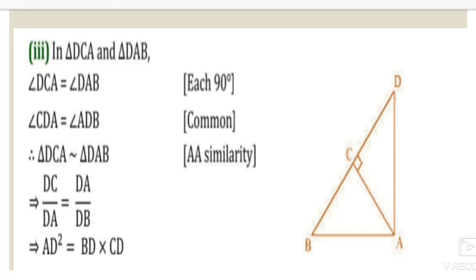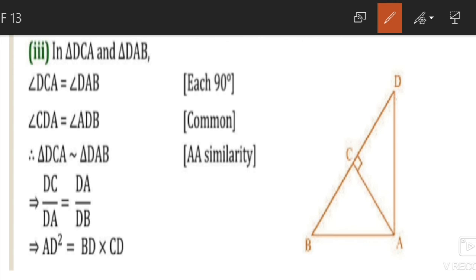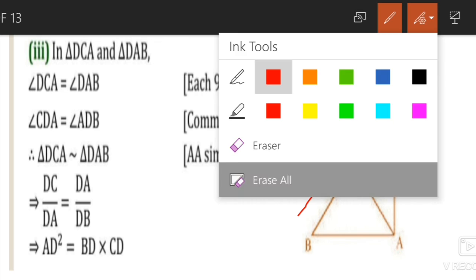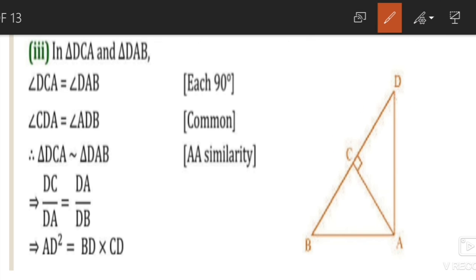Now part number 3. In part number 3, you have to prove that AD square is equal to BD into CD. BD, this one, into CD. Let me explain it again. If you take triangle DCA, this triangle, and DAB, the whole triangle, you can say that angle DCA is equal to angle DAB. Why? Because they are both 90 degrees.